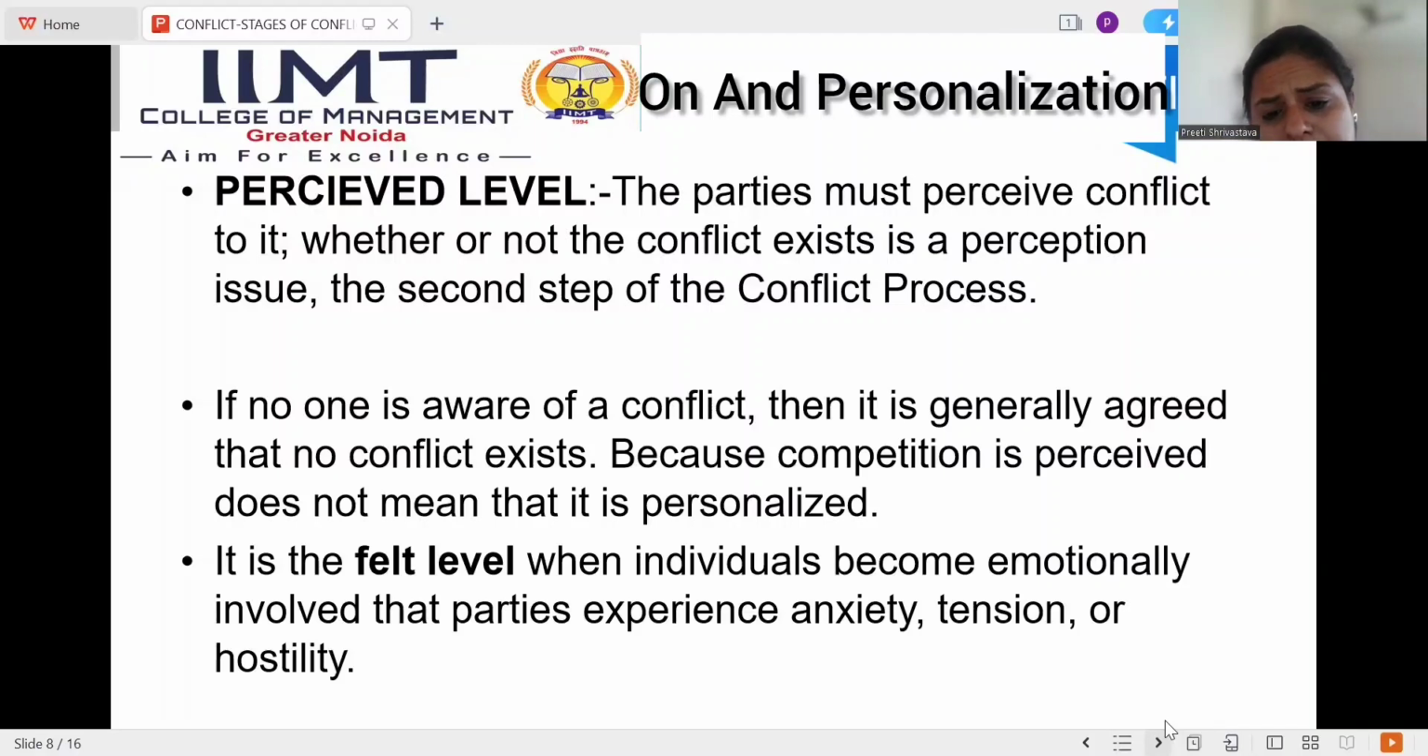It is the felt level when individuals become emotionally involved, that parties experience anxiety, tensions, or hostility. So there are two levels in the second stage. The first one is perceived level, and the second one is felt level.